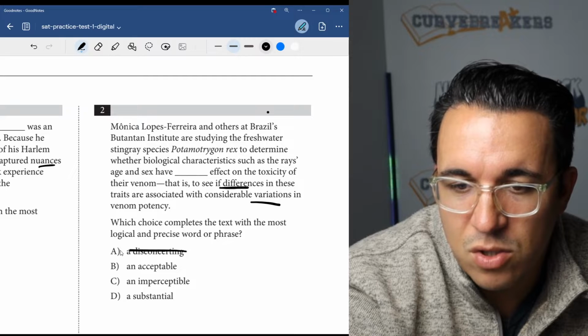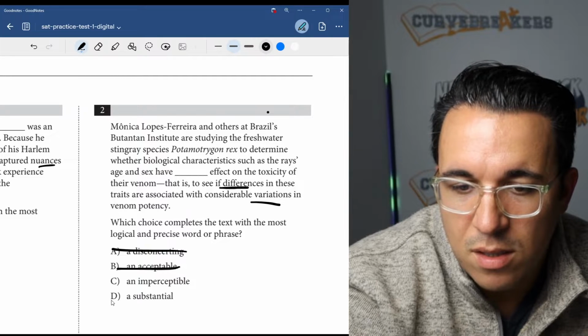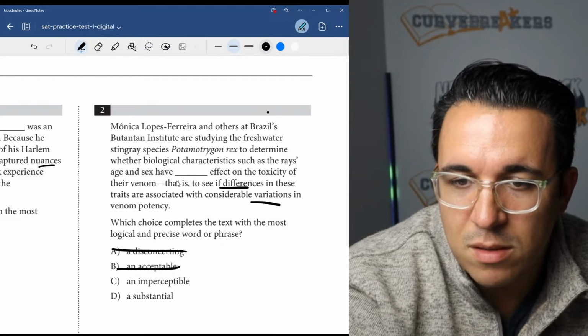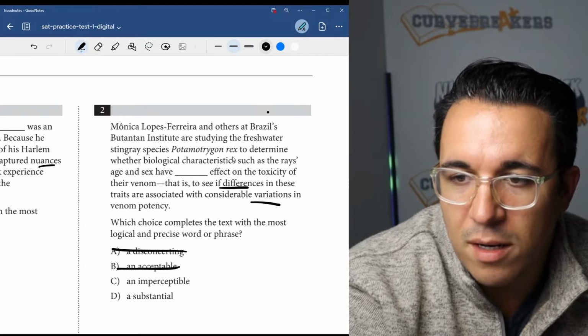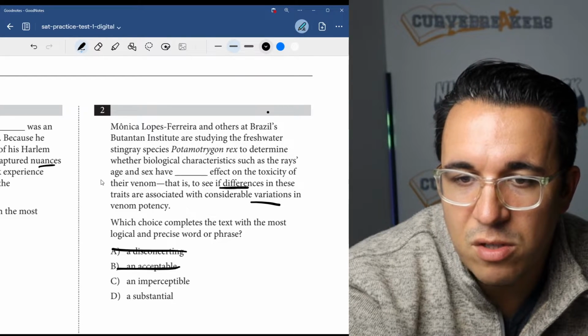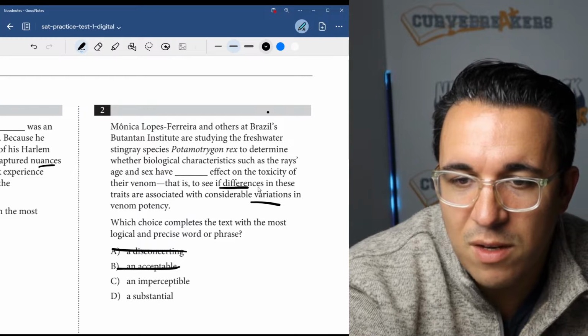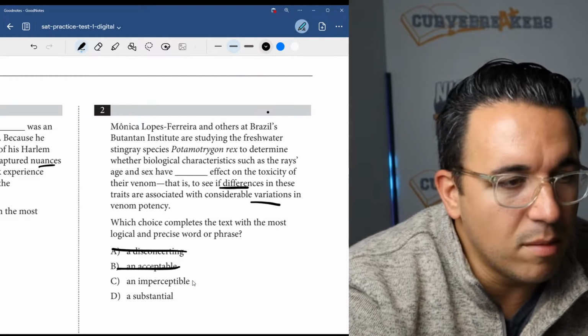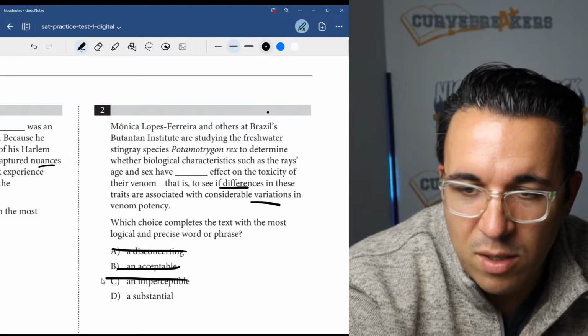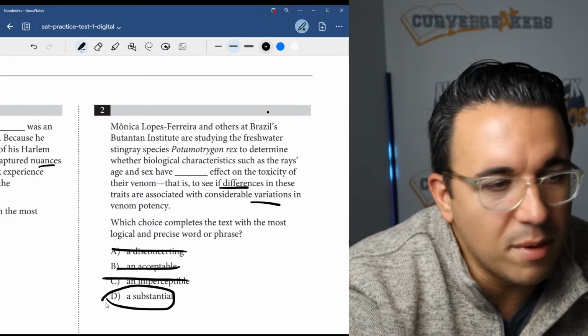So we have disconcerting, acceptable, substantial, and imperceptible. Let's try imperceptible, right? They want to see whether biological characteristics such as age and sex have imperceptible effect on the toxicity of their venom. There's a "see if differences." So it's not imperceptible, right? It's something they actually can see, and they want to see if there's differences and variations. So I'm going to go with choice D.